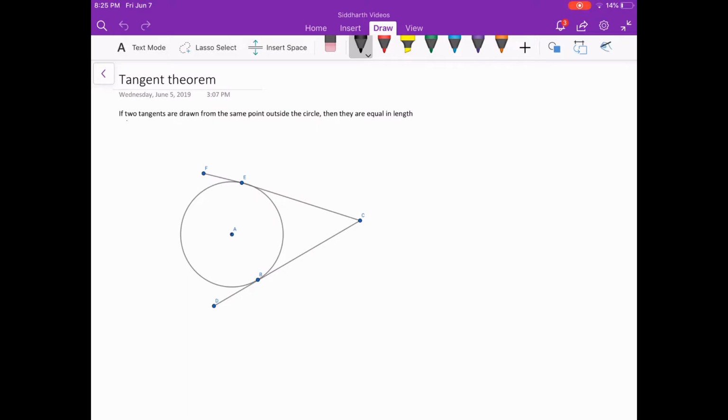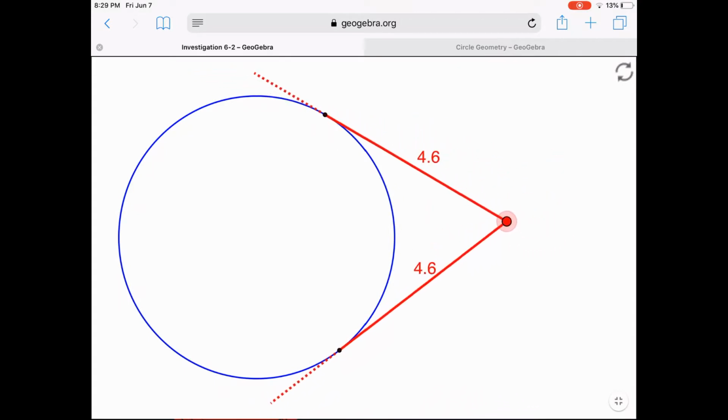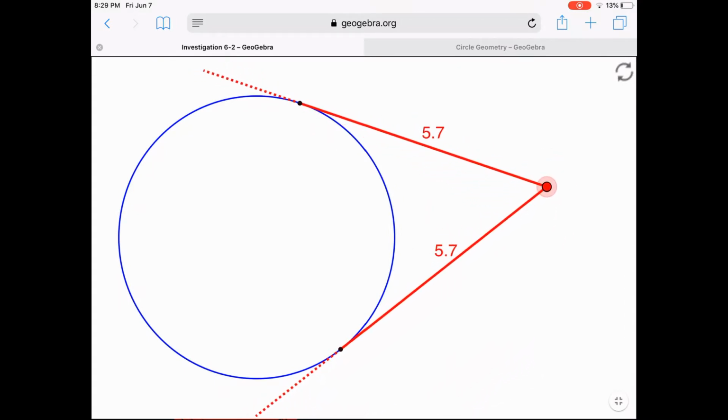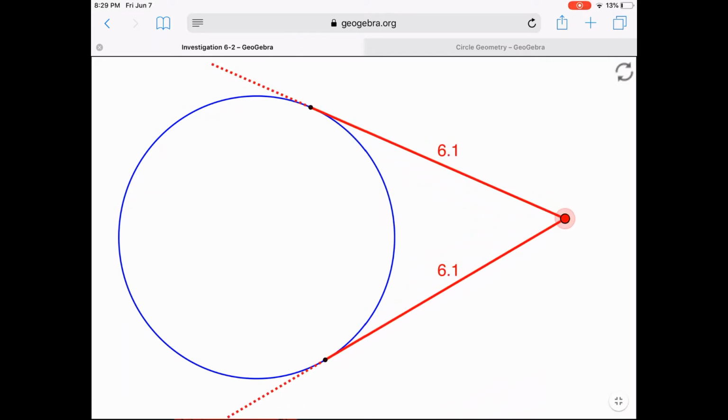The tangent theorem states that if two tangents are drawn from the same point outside the circle, then they are equal in length. In this case, that means CE equals CB. Before we dive into the proof, let's look at some more examples of this theorem. In this diagram, we have a circle with two tangents which originate from an exterior point. As you can see, the tangents' lengths are both 6. Now, if I move this around a little bit, you can see that the two lengths of the tangents are always equal. Let's do the proof for this theorem.